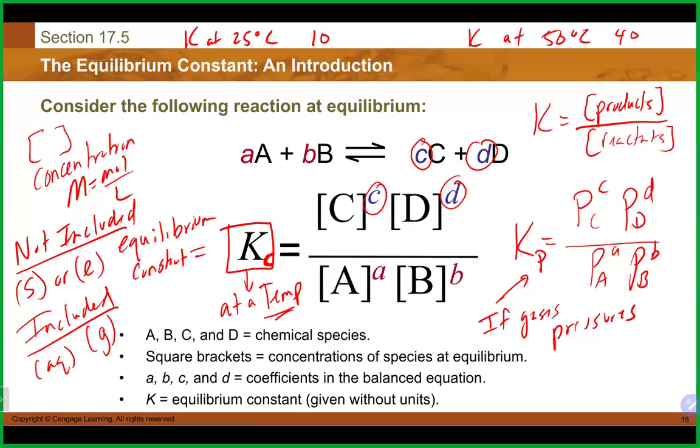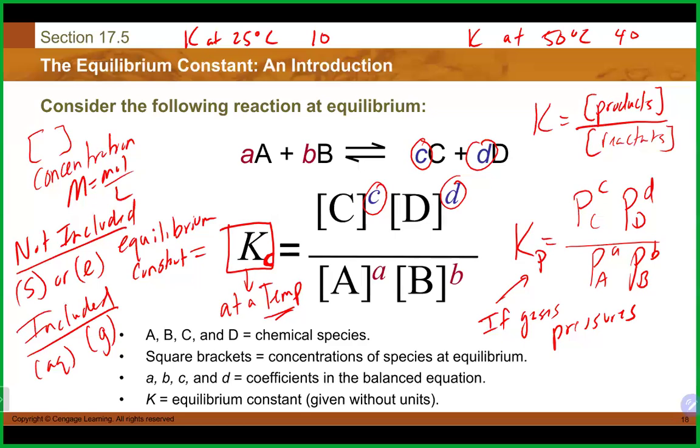In my example, I could do 6 different experiments where I use different amounts of reactants, products, reactants, put it all together. And if I calculated the equilibrium constant for those 6 reactions or experiments at 25 degrees, I should always hit, in my example, 10 as my equilibrium constant.